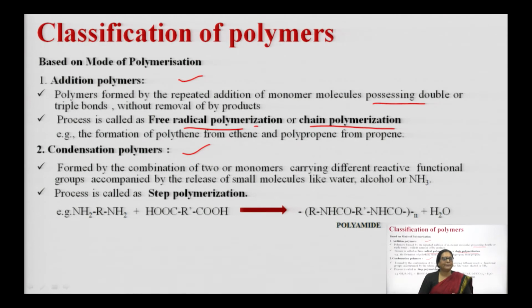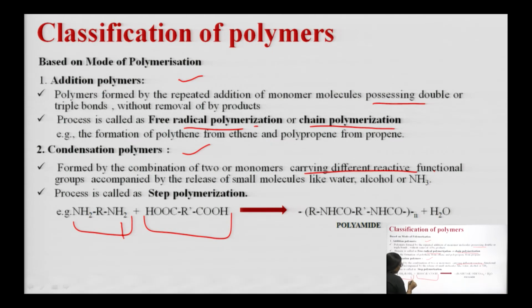Olefinic monomers are there. Now condensation polymerization: here a condensation reaction is involved, where two different types of monomers, carrying two different reactive functional groups, condense together. It is also called step polymerization. You can see here in this reaction how a monomer with two amino groups is reacting with a monomer with two carboxylic groups, such that one hydrogen of the amino group and OH of the carboxylic group are eliminated as water. They are liberated as water and a polyamide is being formed.